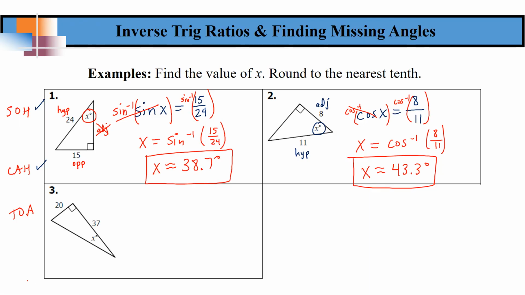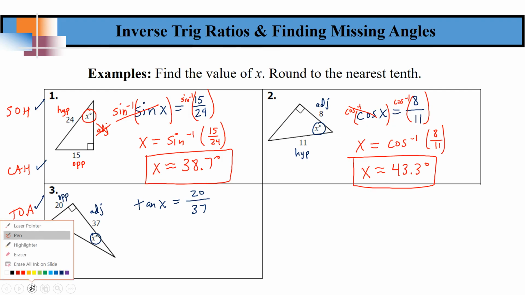Okay, let's do one more together. Let's take a look at example 3. In example 3, let's label these sides. So here's our acute angle. 20 is opposite, and 37 is adjacent. Sine, cosine, or tangent, which one uses opposite and adjacent? Well, it's tangent. So we can say tangent of x equals the opposite side, 20, over the adjacent side, 37.